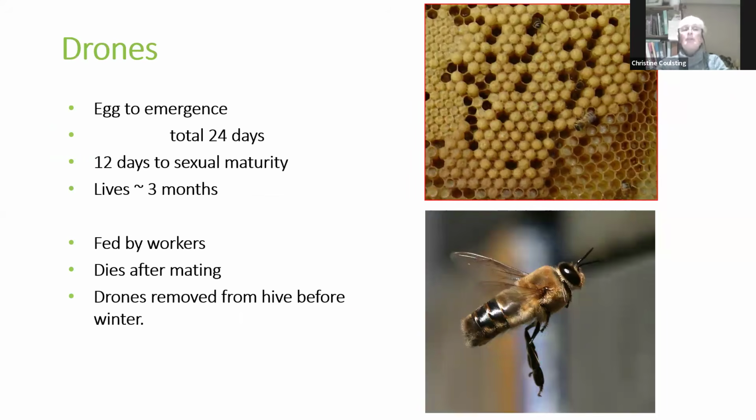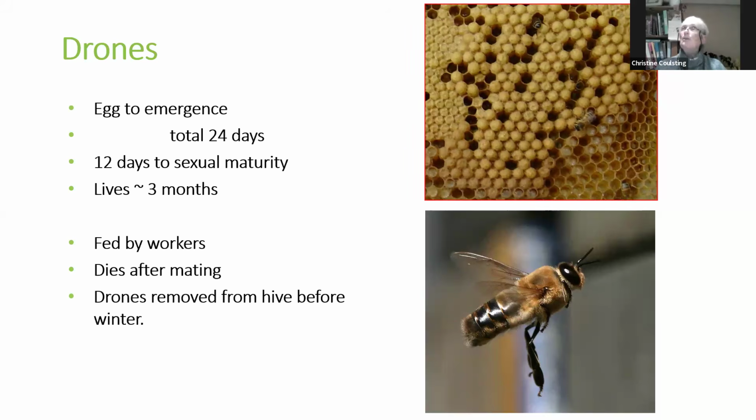All right, and drones from egg to emergence, remember, is 24 days. Honeybees are protandrous, so when it comes to swarm preparation, we will always see drones produced before queens. After emergence, it takes about 12 days to sexual maturity. So all the sperm is produced at this point, but actually has to migrate down. The drones only live about 3 months. They're fed by the workers, particularly to begin with, and then I think they feed themselves from honey. After mating, they will die.